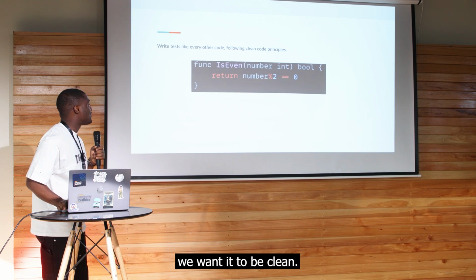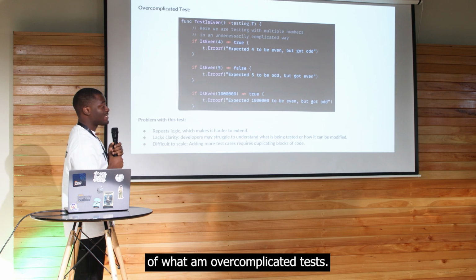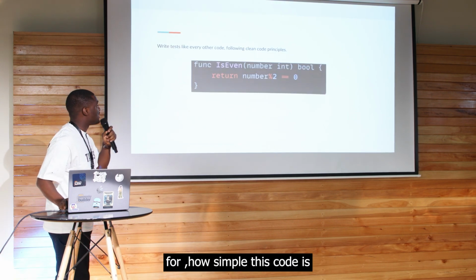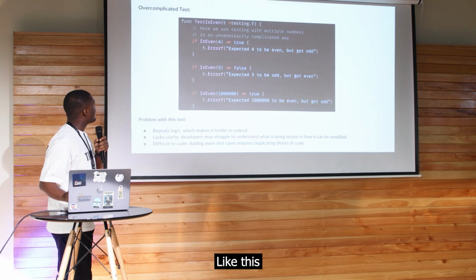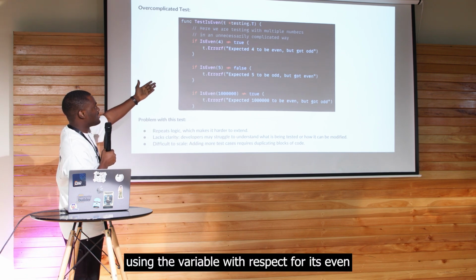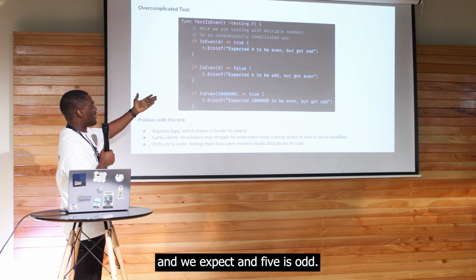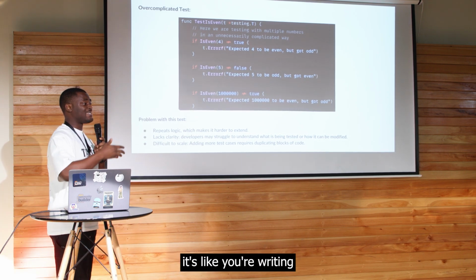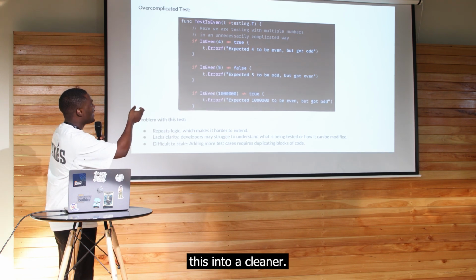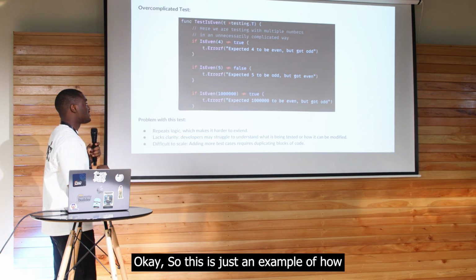Like I mentioned, we want it to be clean. So this is an example of an overcomplicated test. This is the code we're trying to test, and this is how simple this code is. But this is an example of an overcomplicated test where we say it's even, then we test using a variable, we expect 4 is even, and we test using a variable and we expect 5 is odd. So it's like you're writing multiple test cases when we can squash all this into a cleaner way, like an array, and run the test as one single test.